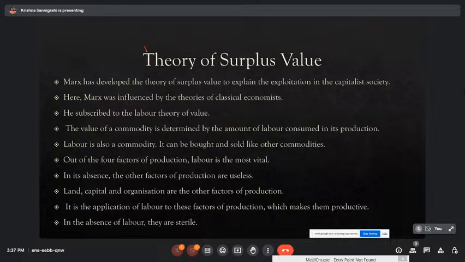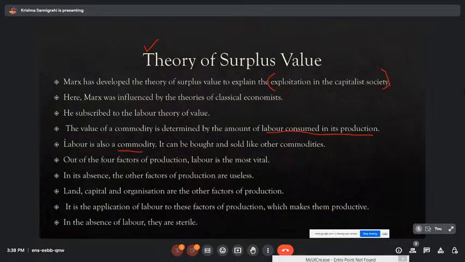Now, we have come to the theory of surplus value. So, Marx developed the theory of surplus value to explain the exploitation in the capitalist society. So, what is it talking about? It is talking about exploitation. Exploitation where? Exploitation in the capitalist society. Here, Marx was influenced by the theories of classical economists. He subscribed to the labor theory of value. The value of a commodity is determined by the amount of labor consumed in its production. So, labor is also a commodity.